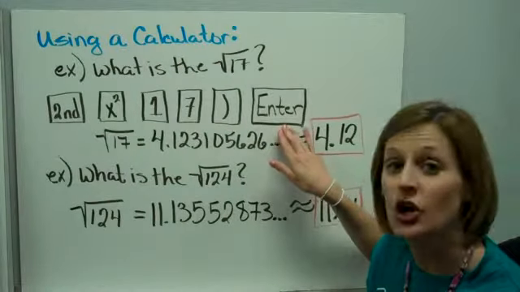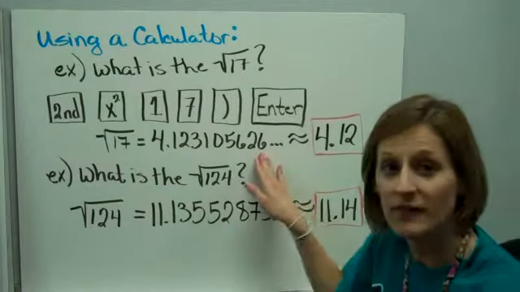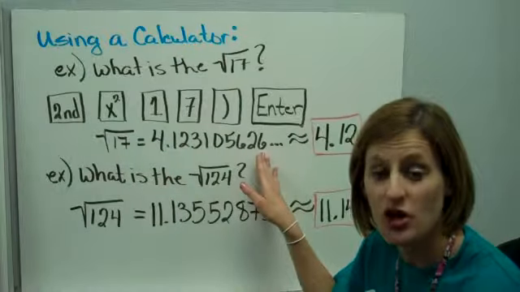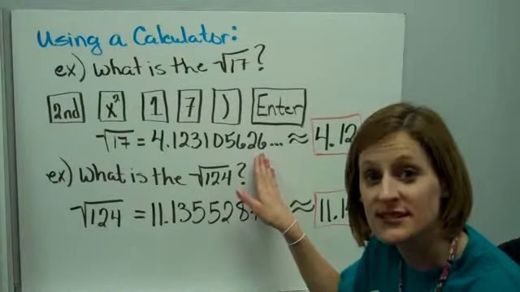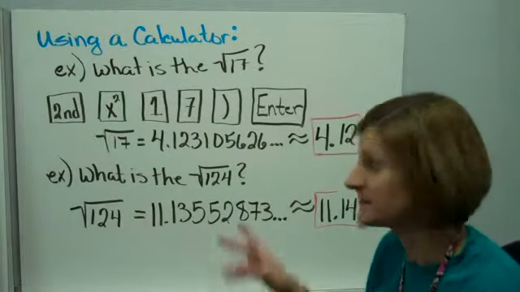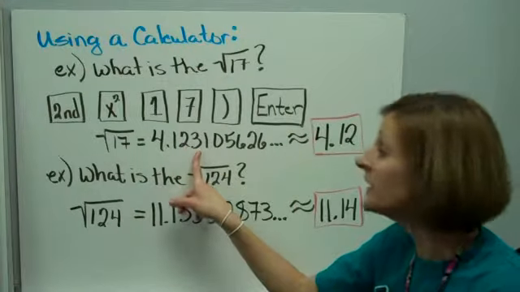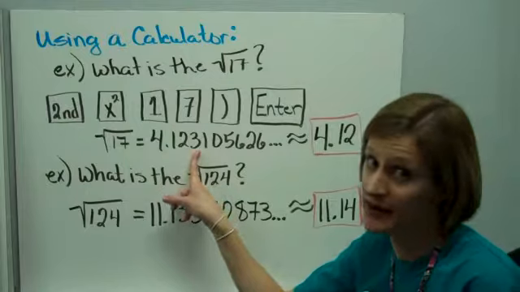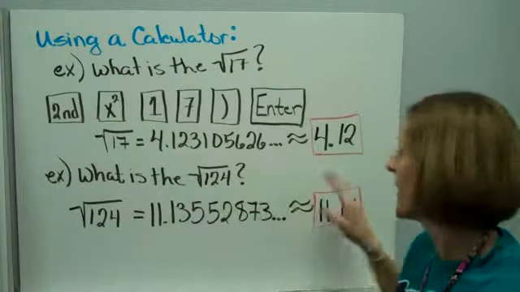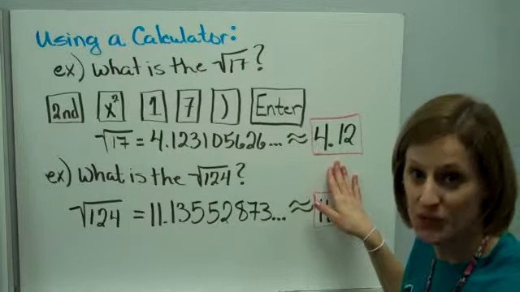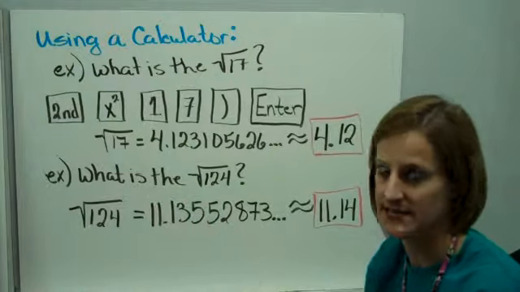Then hit enter. When you do that, you come up with this long number. That's an irrational number, so we're going to round it to the nearest hundredths. That's 2 decimal places. So we look at our 2 and we look at our 3. Now our 3 is not 5 or greater, so I don't do anything to my 2. So my answer is 4.12. That's an estimate of what the square root of 17 is.